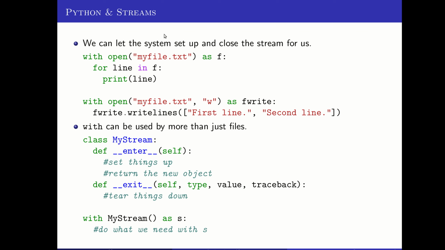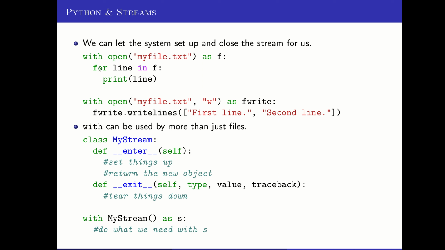The setup and teardown for a file stream, or for any kind of stream, can be done automatically in Python using the with keyword. So we say with some file being opened as f, where f is the name we're going to use to reference it. This is similar to before where I said f equals open my file.txt, except Python will now be responsible for setting up the file by opening it and tearing down by closing it.